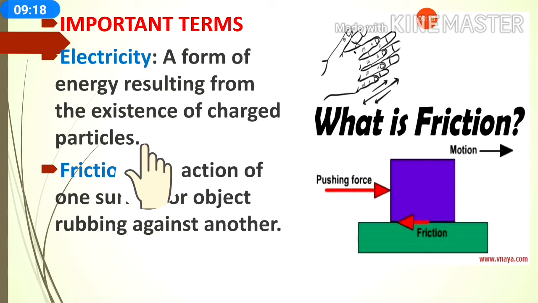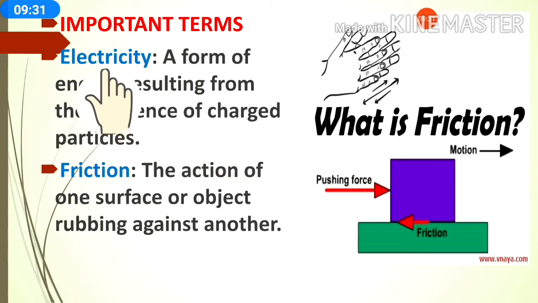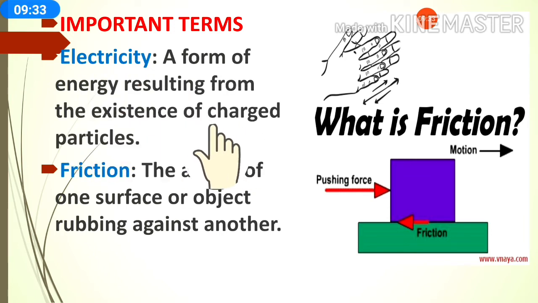Like in any substance, molecules are there. So in the substance some particles are there which are charged particles. When these charged particles exist and the particles get charged, it produces electricity. So electricity is a form of energy and comes from the charged particles.